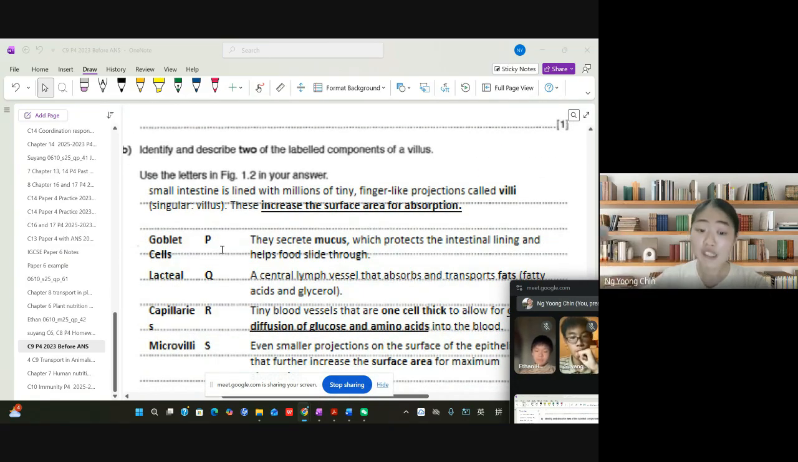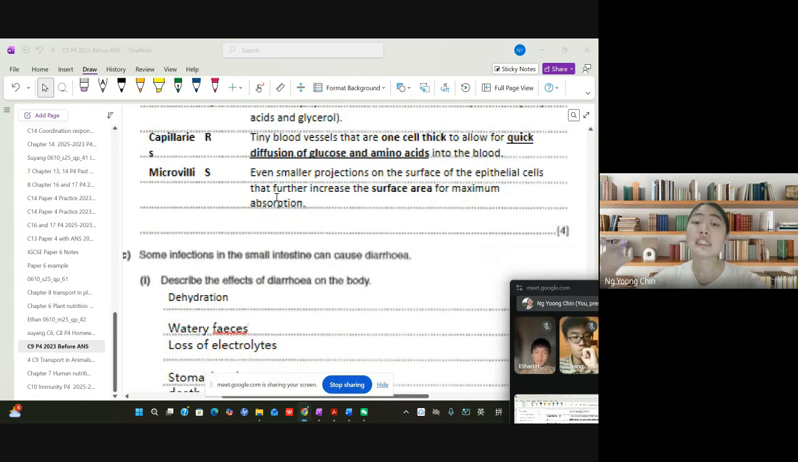But how about microvilli? Microvilli are lining the surface of the villi, so their intention is to increase the total surface area. I want to see this keyword, surface area. So you can increase the rate of nutrient absorption. Yeah, so that's a keyword.